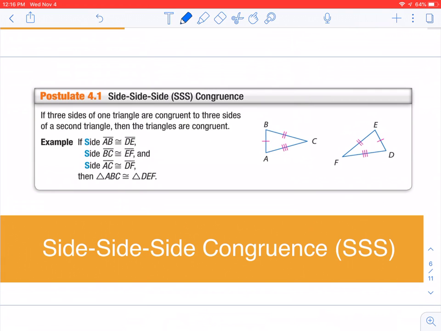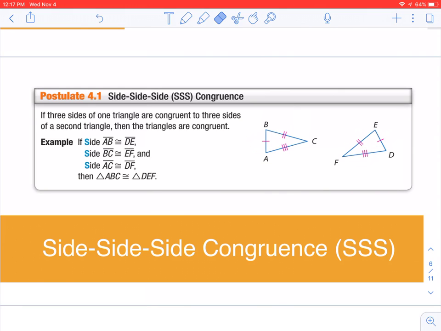So we'll notice here that we have one mark here and one mark here. So those two sides are congruent. AB is congruent to DE. And then we have BC congruent to EF because they have two marks. And then we have AC with three marks congruent to DF with three marks. So then we know that ABC is congruent to DEF.